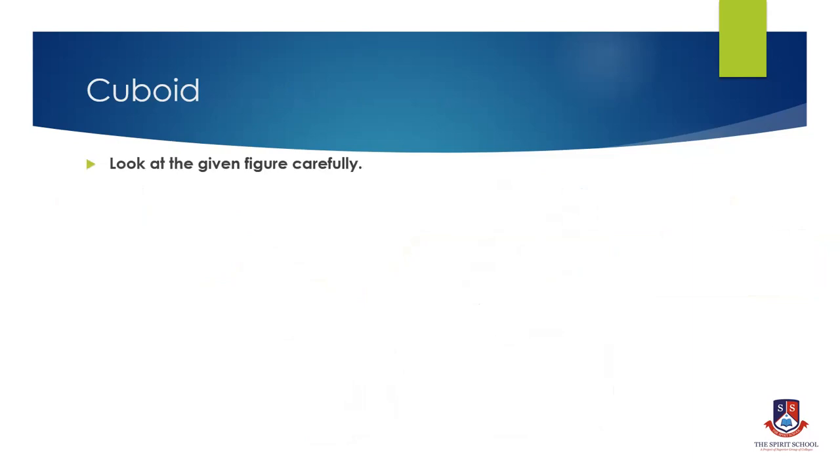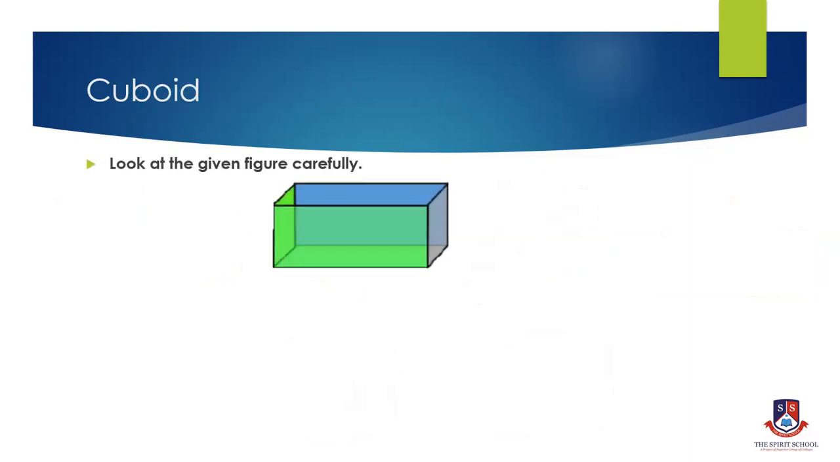A cuboid is slightly different from the cube. It is almost a cube, but the difference is that only opposite faces are the same, not all the same. So it is just an elongated form of a cube. The numbers of edges, corners, and faces are all the same. What is the difference? We will see. So here is a cuboid.